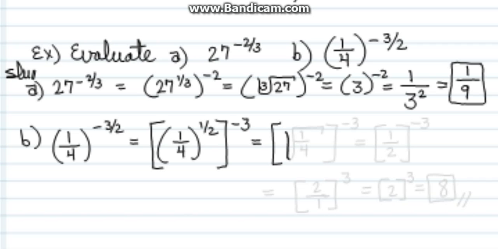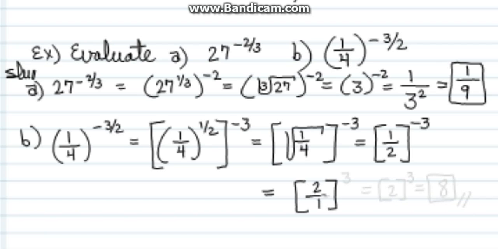Now we change the 1/2 power to the square root, and then we evaluate: the square root of 1/4 is 1/2, and of course we have the negative 3 power on the outside, and we want to make it positive. Well, the rule for a fraction raised to an exponent is if you turn the fraction inside upside down, then the exponent on the outside will change signs. So now we have a positive 3, and that's the same as 2 raised to the 3rd power. 2 times 2 times 2 is positive 8.